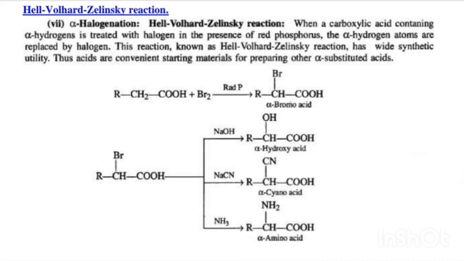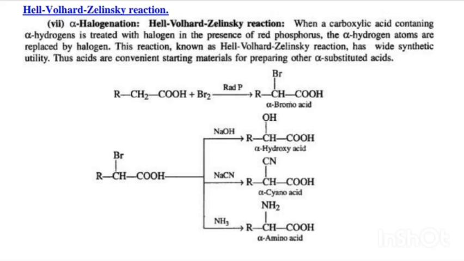So what is the reaction? The carboxylic acid has an alpha carbon, and in the alpha carbon two hydrogens are there. It is treated with bromine, the halogen in this case, in presence of red phosphorus. The bromine is substituted at the alpha position of the carbon in place of hydrogen. So one bromine replaces the hydrogen in the alpha position, and hence it forms alpha bromo carboxylic acids.